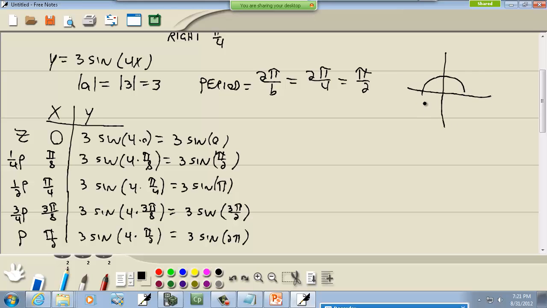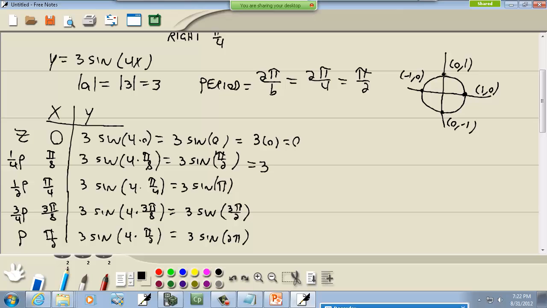Well, here's my unit circle. Here's 0. Actually, let me go ahead and put the points. This would be 1, 0. This point up here would be 0, 1. This one is negative 1, 0. And this one is 0, negative 1. Sine is our y on our unit circle. So here I'm at 0, y is 0, so this is going to be 3 times 0, or 0.